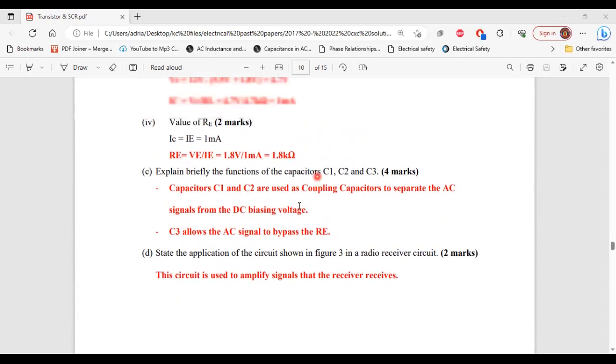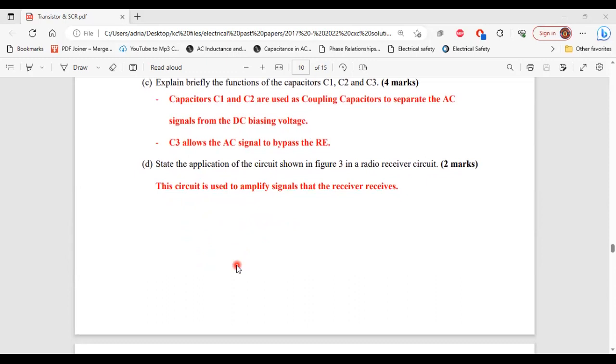So let's move on to part C. It says, explain briefly the functions of the capacitors C1, C2, and C3. Capacitors C1 and C2 are used as coupling capacitors to separate the AC signal from the DC biasing voltage. For C3, it allows the AC signal to bypass RE. For part D, it says state the application of the circuit shown in figure 3 in a radio receiver circuit. So this circuit is used to amplify signals that the receiver receives. All right, so that's it for part D, and that's it for this question.